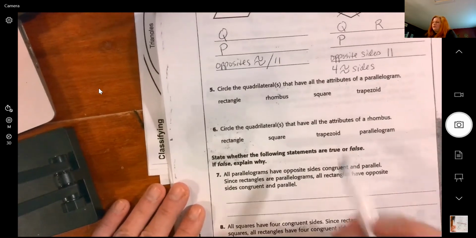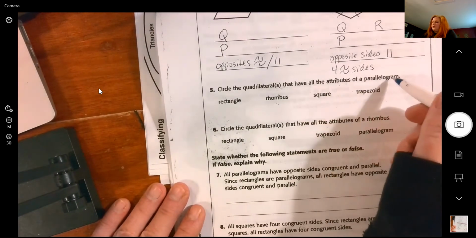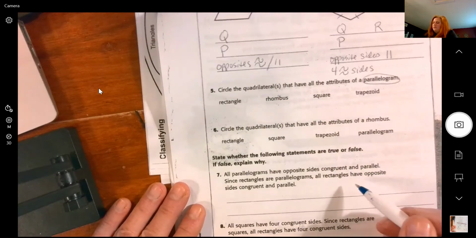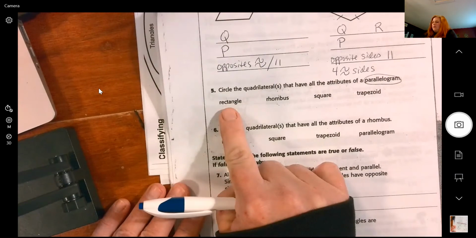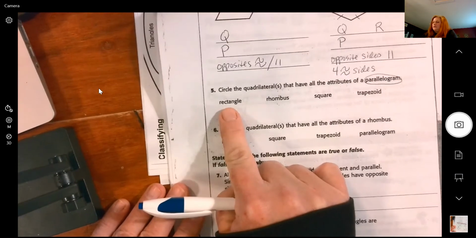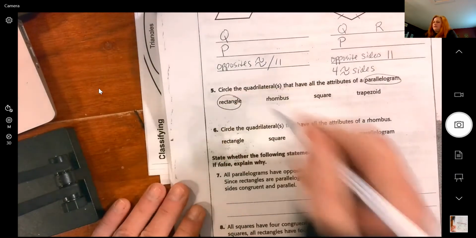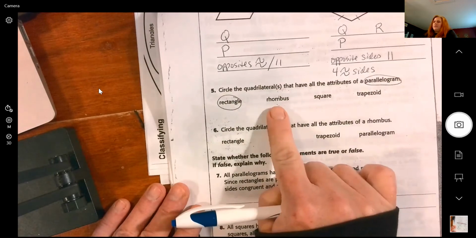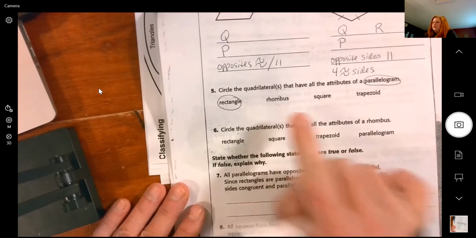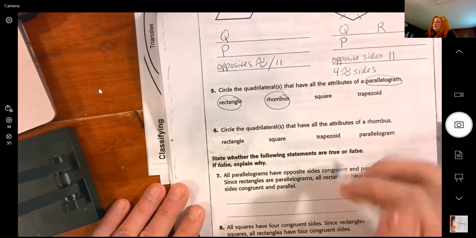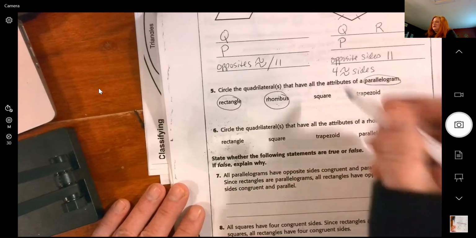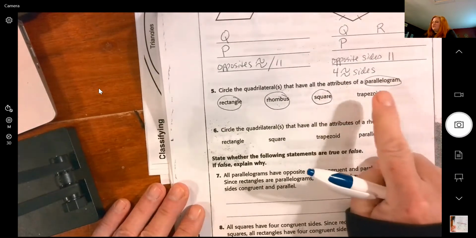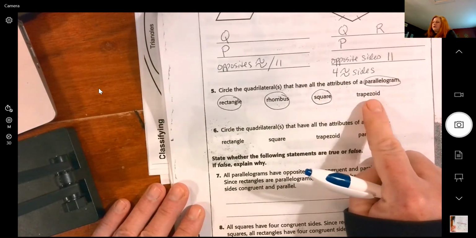Circle the quadrilaterals that have all the attributes of a parallelogram. So does a rectangle have opposite parallel sides? Yes. Does a rhombus have opposite parallel sides? Yes. Does a square have opposite parallel sides? Yes. Does a trapezoid have opposite parallel sides? No.